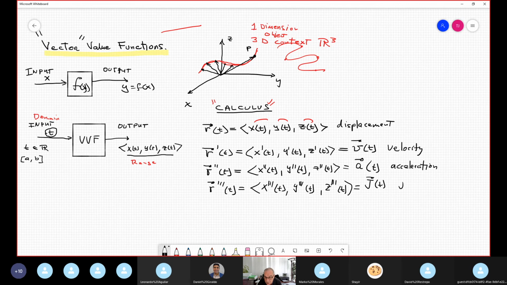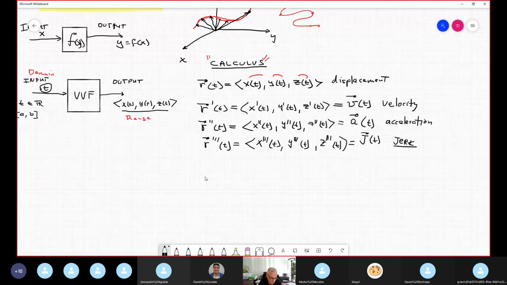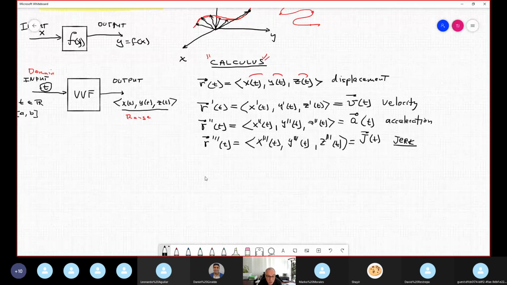The name is jerk. What is the interpretation of jerk? It's over acceleration. But don't worry for this, it's not too important, but in one moment we need to use the third derivative, right? And also the absolute value.